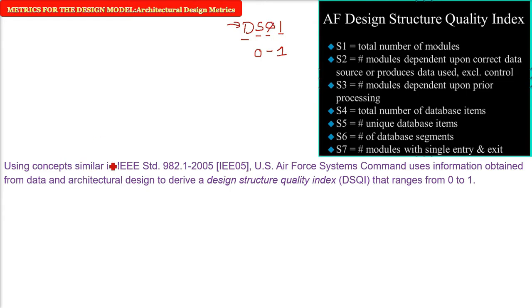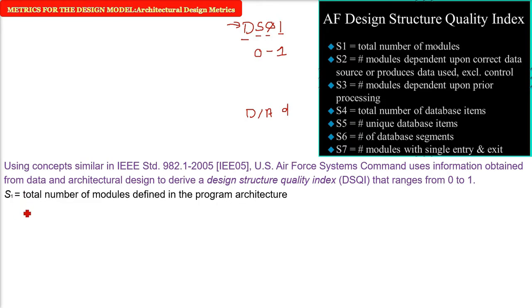Using concepts similar to those in IEEE Standard 982.1-2005, the United States Air Force Systems Command used information obtained from the data and the architectural design in order to derive this DSQI, Design Structure Quality Index, which varies from 0 to 1. So how do we compute it? Before that, there are certain parameters for the Design Structure Quality Index. There will be 7 of them.